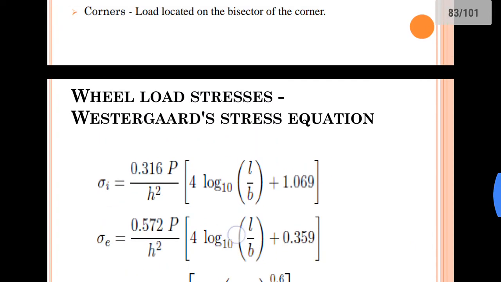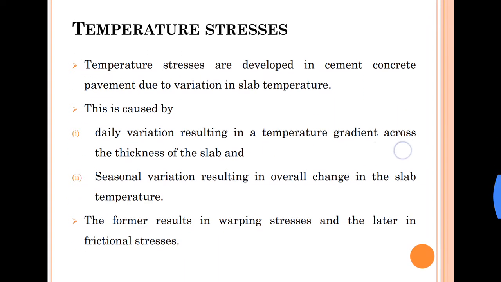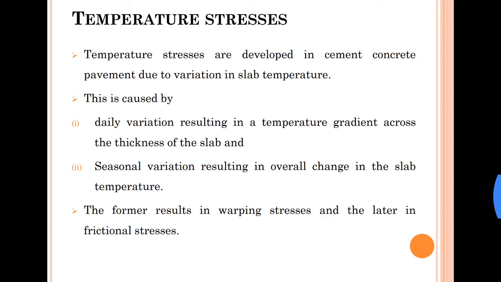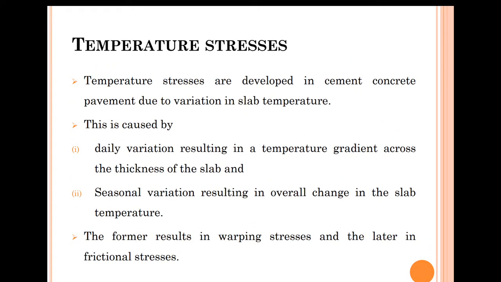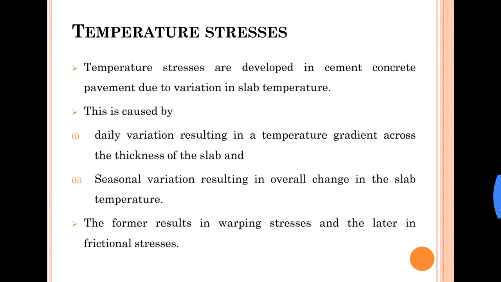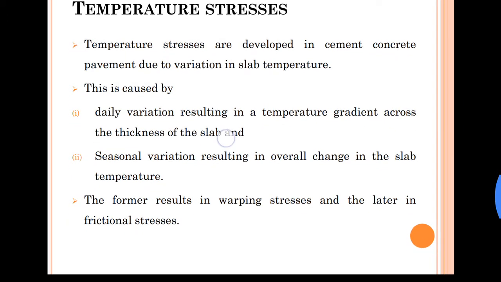Now these were stresses developed due to loads. Now we have temperature stresses. Temperature stresses are developed in cement concrete pavement due to variation in slab temperature. There are a few conditions for the development of temperature stresses, which are daily variation resulting in temperature gradient across the thickness of the slab.